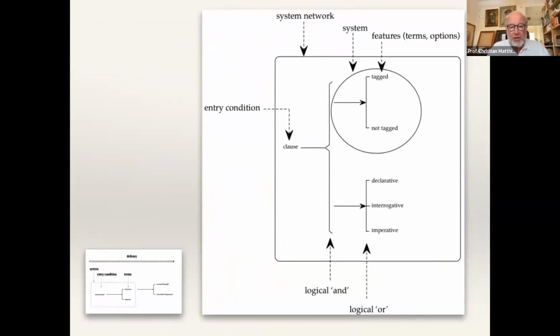Or this system network, from a description of the post-infancy grammar of English, resources for engaging in dialogue, entry condition clause. Here, there are two simultaneous systems. So that means they're not ordered in delicacy, as in the earlier example. So system networks are not simple taxonomies. You can have simultaneous systems, and they can intersect in different ways. The two simultaneous systems are here tagged versus not tagged, and declarative versus interrogative versus imperative.